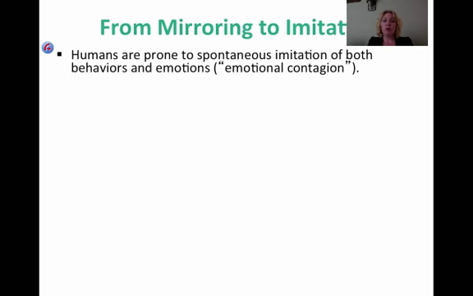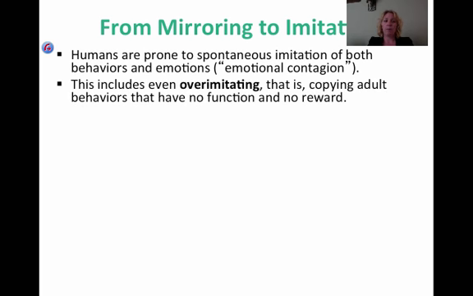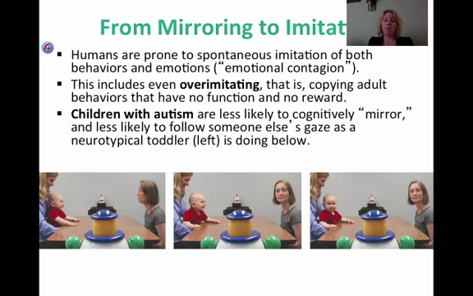Well, humans are prone to spontaneous imitation of both behaviors and emotions, kind of this emotional contagion, if you will. This includes over-imitating, that is copying adult behaviors that have no function and no reward. And interestingly enough, children with autism are less likely to cognitively mirror and less likely to follow someone else's gaze as a neurotypical toddler, such as the one below, is doing.